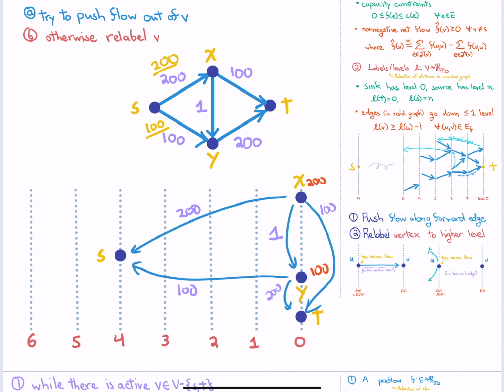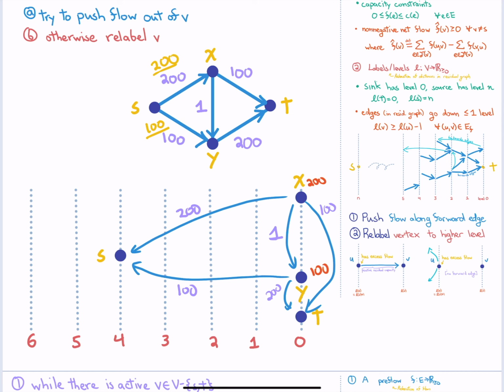The key point is that an edge can only go forwards, down by 1 level at most. It does go backwards by 4 levels, but you're allowed to go backwards as much as you want, or you can go up as much as you want. It's just that when you go down, you can only go down by at most 1.